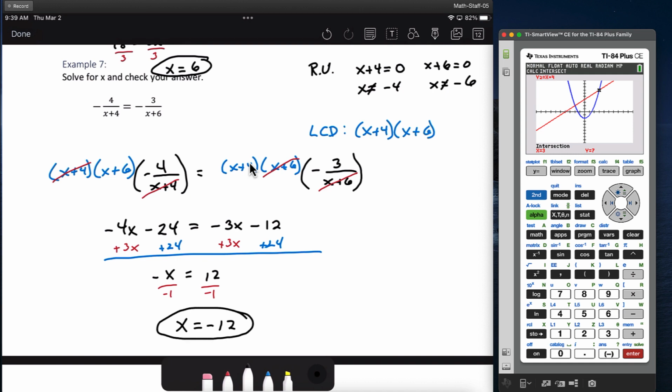Again, you want to make a mental note to go back and check, is that restricted? It is not. Only negative 4 and negative 6 were restricted, so negative 12 is good. Again, you can check your answer using the two techniques in the calculator.